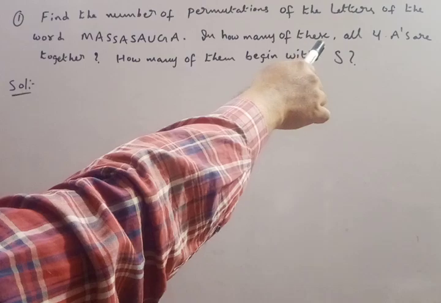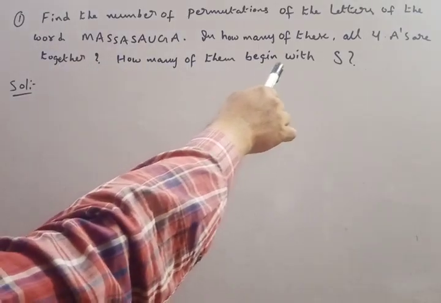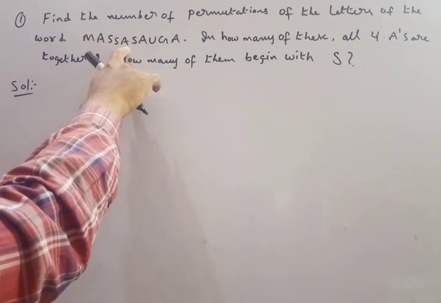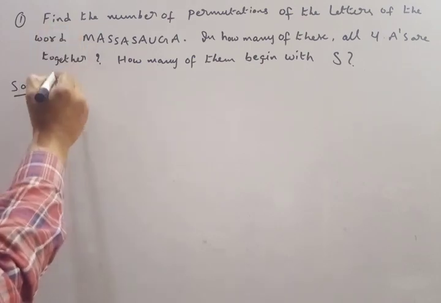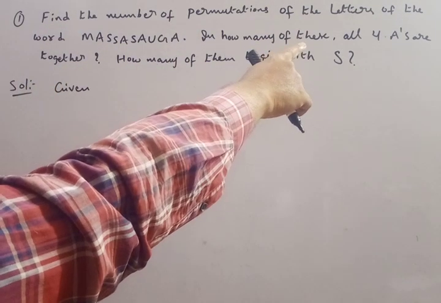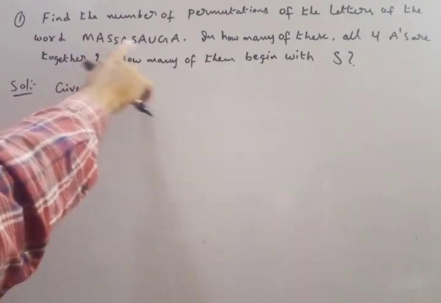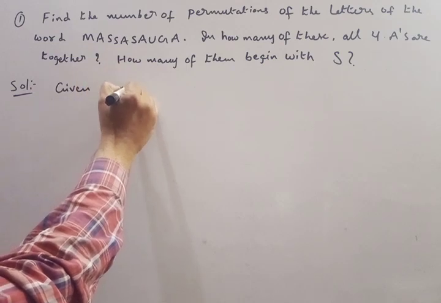In how many ways are all four A's together, that is the second bit, and then how many of them begin with S. So this is the word he gave, M-A-S-S-A-S-A-U-G-A. Using this word, we have to find how many permutations are possible, correct? So that is the first bit. Then the second bit he is asking: in how many of these are all four A's together.